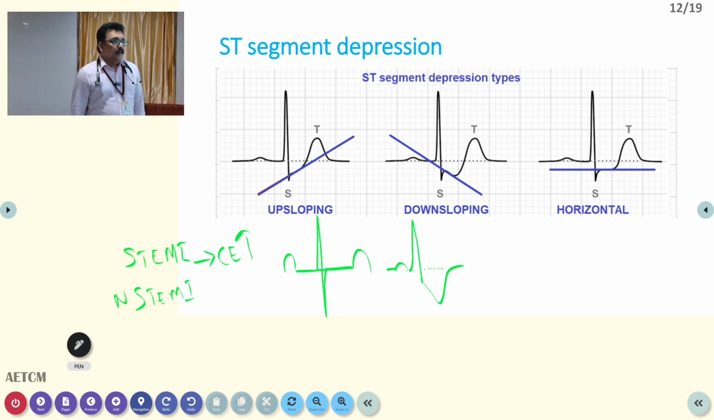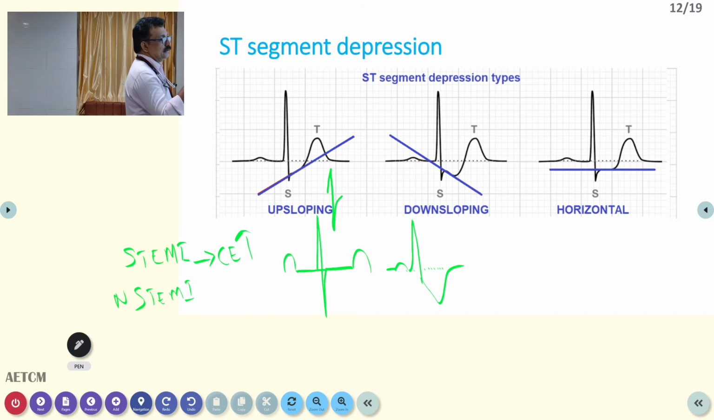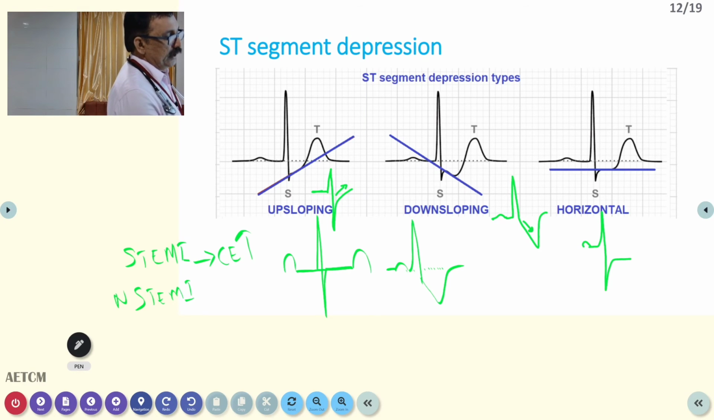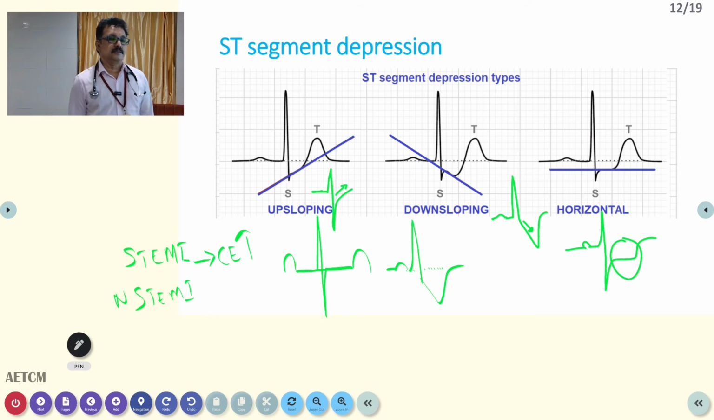There are three important types of ST segment depression. Upsloping, as you can see here, that means it is like this. This is the PR segment. Upsloping ST depression. Another one is downsloping. You can see here, this is the PR segment. See this, downsloping, so the slope is towards down. The third one is flat ST segment. In that, the most important is this one. If you are seeing a flat ST segment depression, then that is mostly a feature of ischemic heart disease.